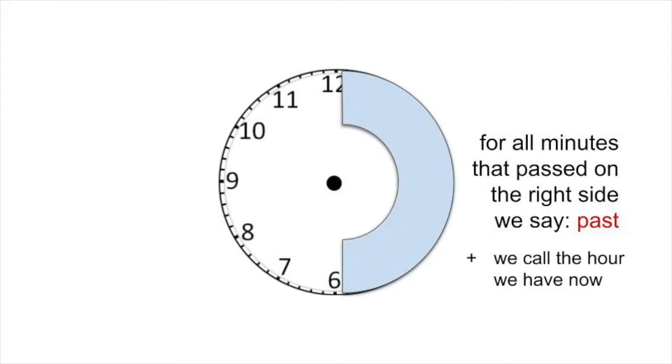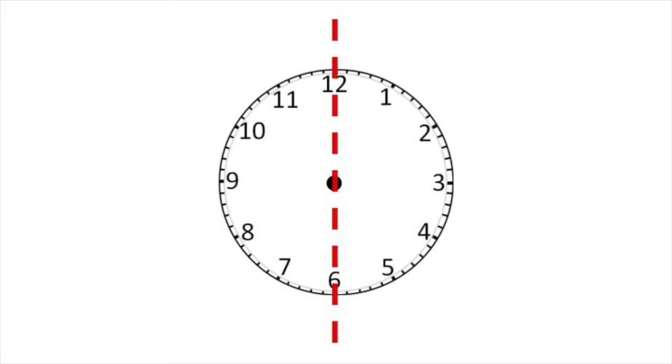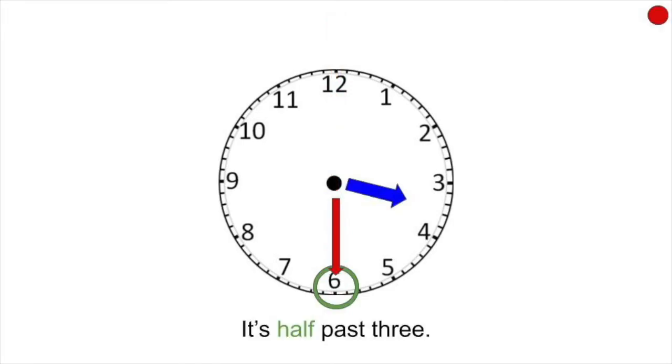For all minutes that pass by on the right half of the clock, we say past. But what if the minute hand points at the 6? You can see it's just half of a circle. So if the minute hand divides the clock exactly into half, we say it's half past 3.